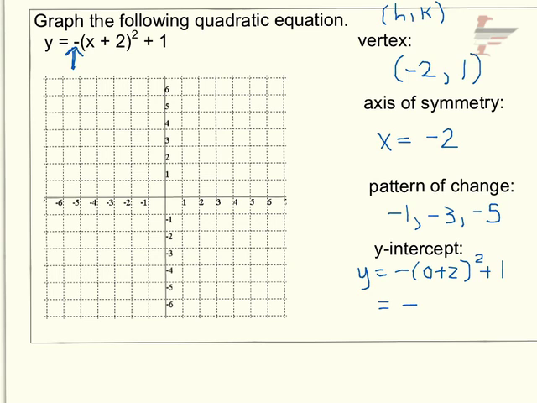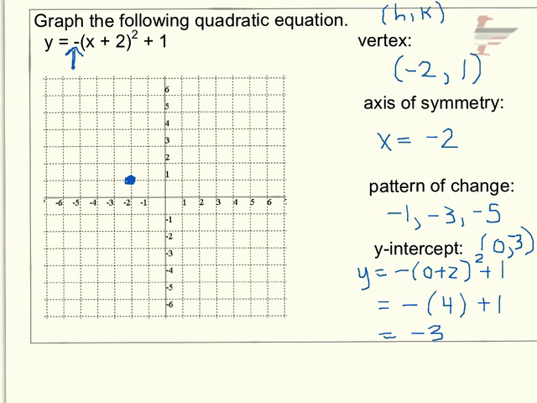So 0 plus 2 is 2, and 2 squared is 4. That's really negative 4 plus 1, which is negative 3. So my y-intercept is 0, negative 3. So my vertex is at negative 2, 1, which is right here.